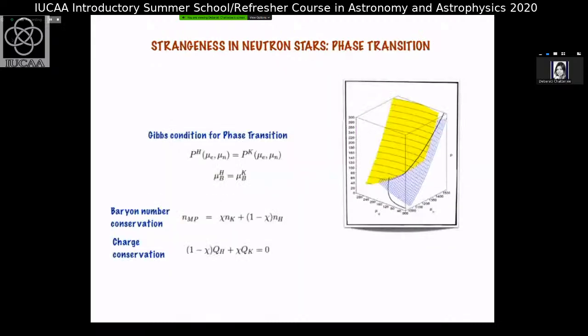And this also gives rise to a phase transition, and the condition that governs the phase transition is again baryon number conservation and charge conservation between the two phases. So in the figure, the yellow part is the hadronic and the hashed part is the kaonic pure phase, and in between there is a mixed phase which should also obey baryon number conservation and charge conservation.